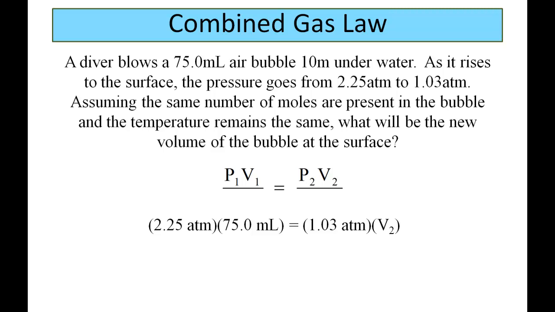At 2.25 atmospheres of pressure, the bubble was 75.0 milliliters. We want to know what the volume would be at 1.03 atmospheres once the bubble reaches the surface. Solving algebraically, we get 164 milliliters. Let's notice, as the pressure went down, the volume went up. They're next to each other. It's inversely proportional. One goes up, the other one goes down.